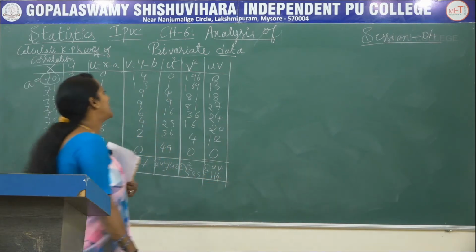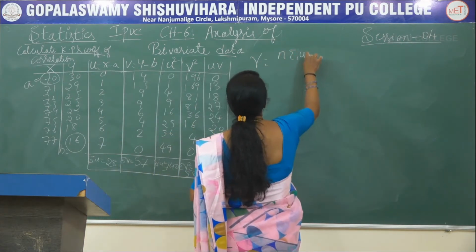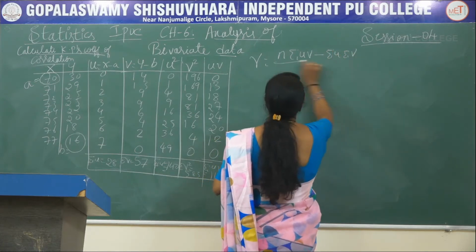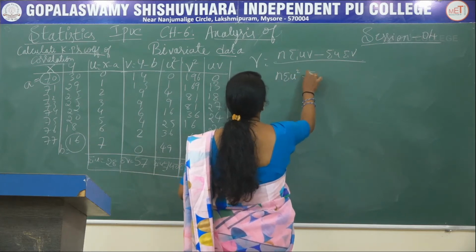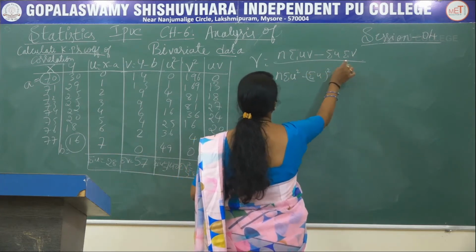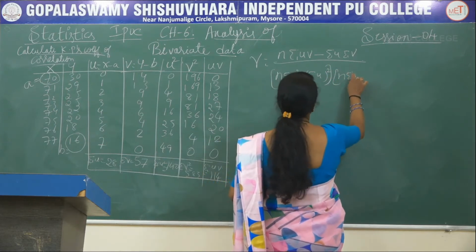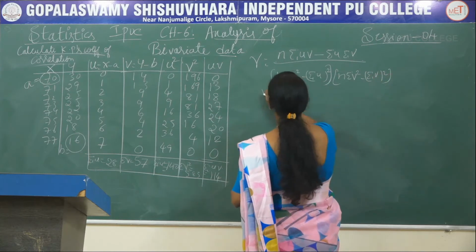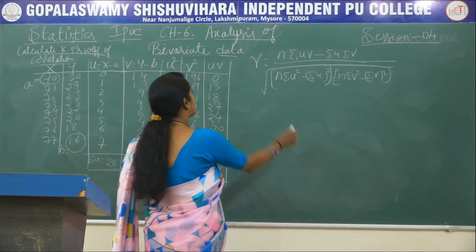Next, write down the formula. Here this is n into summation UV minus summation U summation V, divided by the square root of n into summation U square minus summation U whole square, into n into summation V square minus summation V whole square. Okay, next substitute the values.